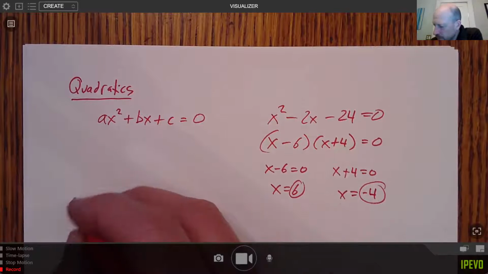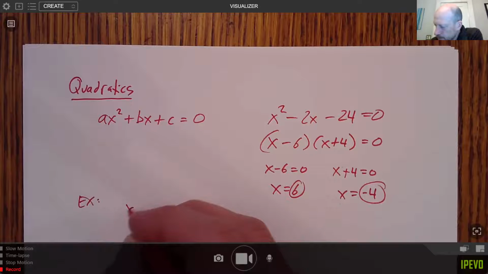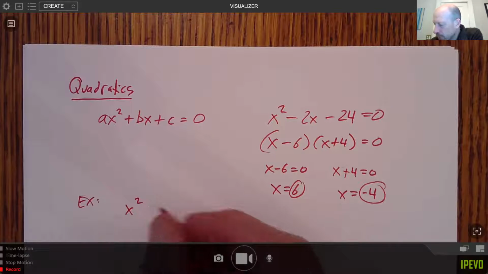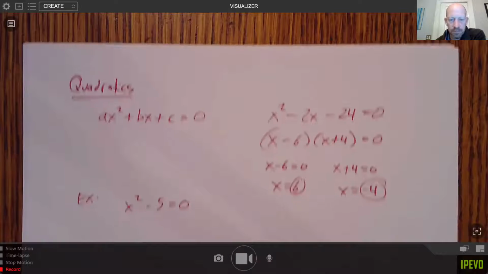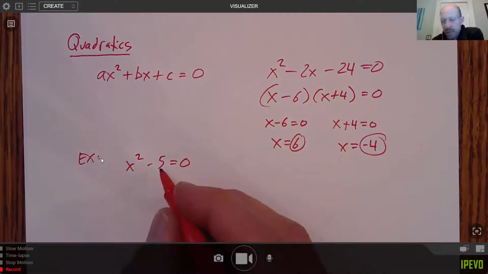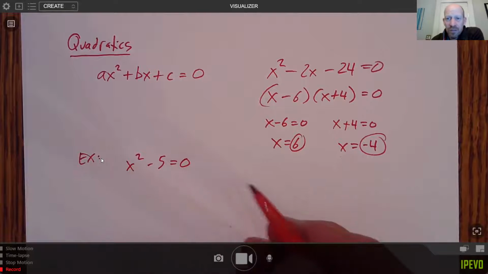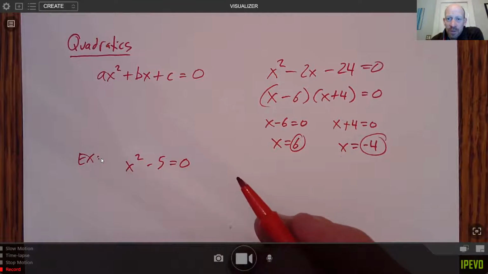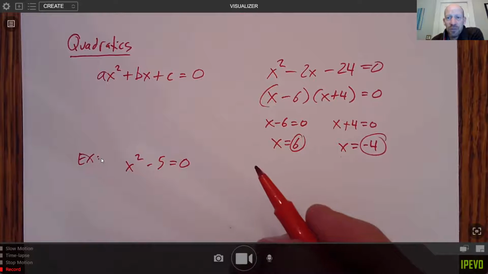So, for example, x squared minus 5 equals 0. It's a quadratic too because it has an x squared, but it doesn't factor using our normal factoring tools. It's two terms. This 5 is not a perfect square, so it doesn't factor for us. But it does still have two solutions.